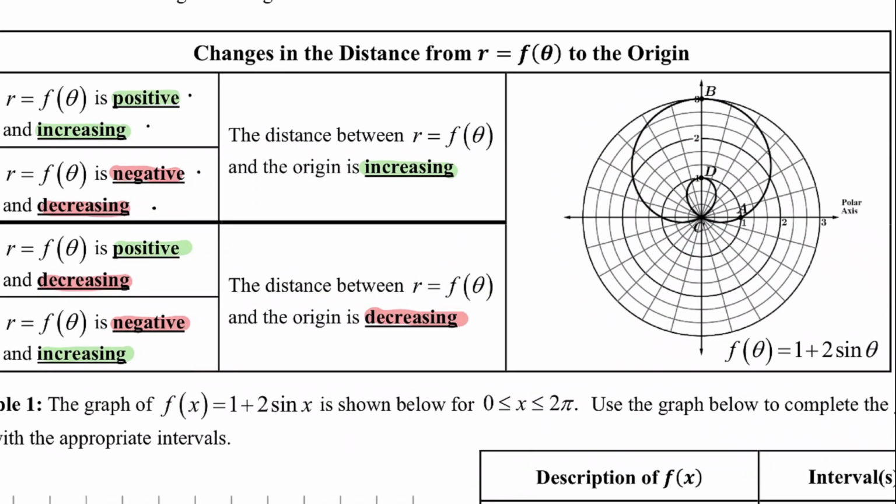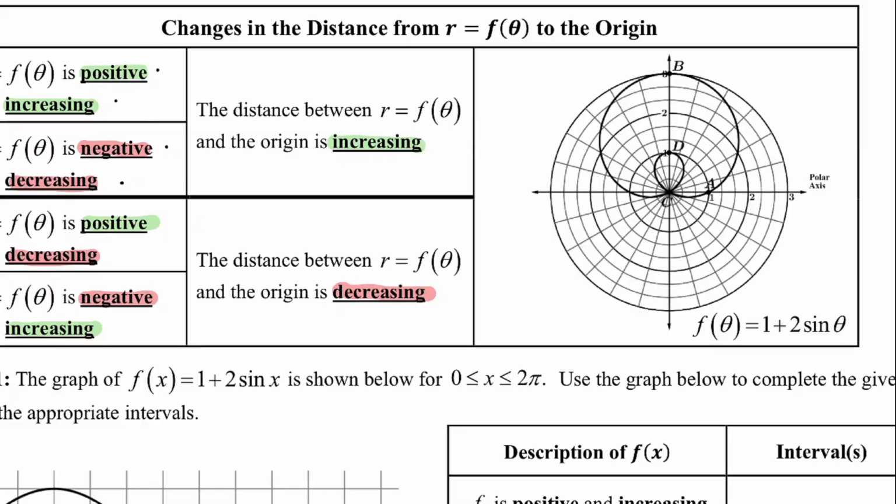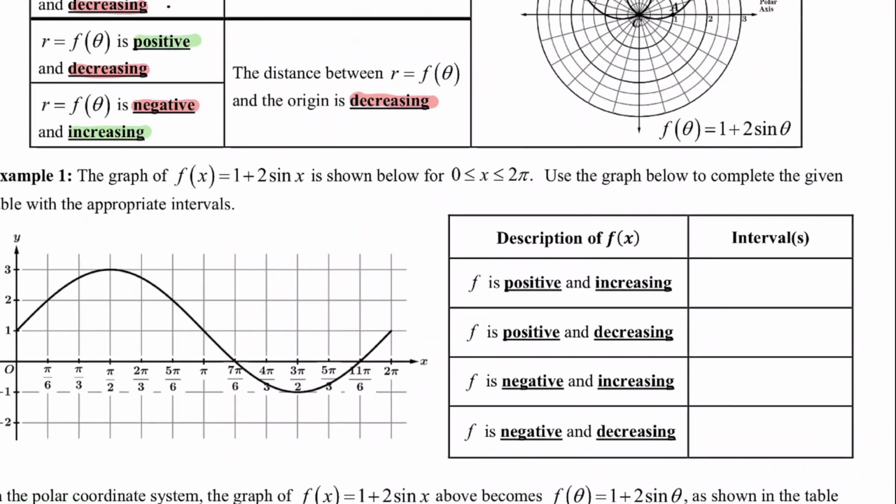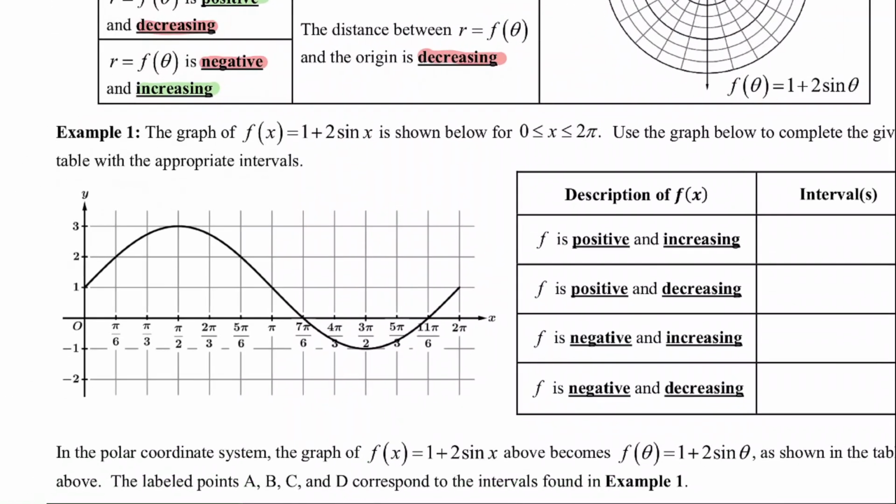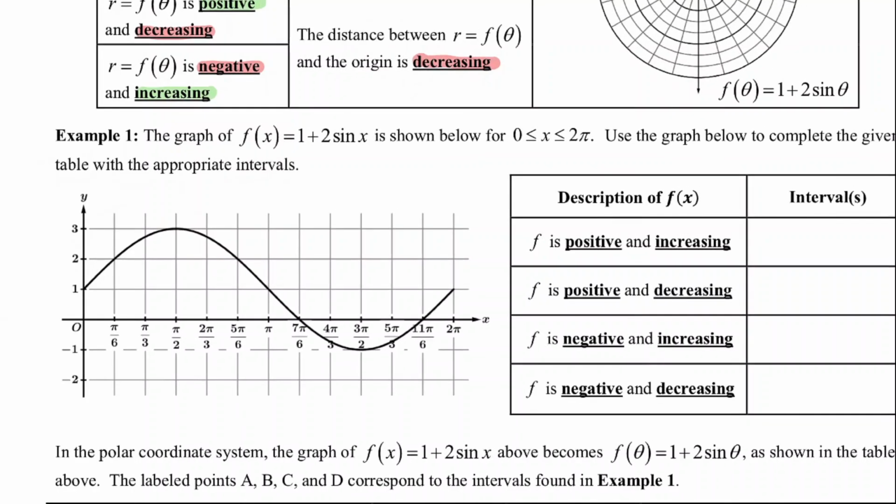Now again, they give us this graph of 1 plus 2 sine of x between 0 and 2 pi. They want us to describe what happens. Normally it helps if we draw a rectangular graph for this. This plus 1 means our new midline starts at 1. It makes it go up by 1. The amplitude is 2, that's why I go up to 3, and I go down 2, down to negative 1.